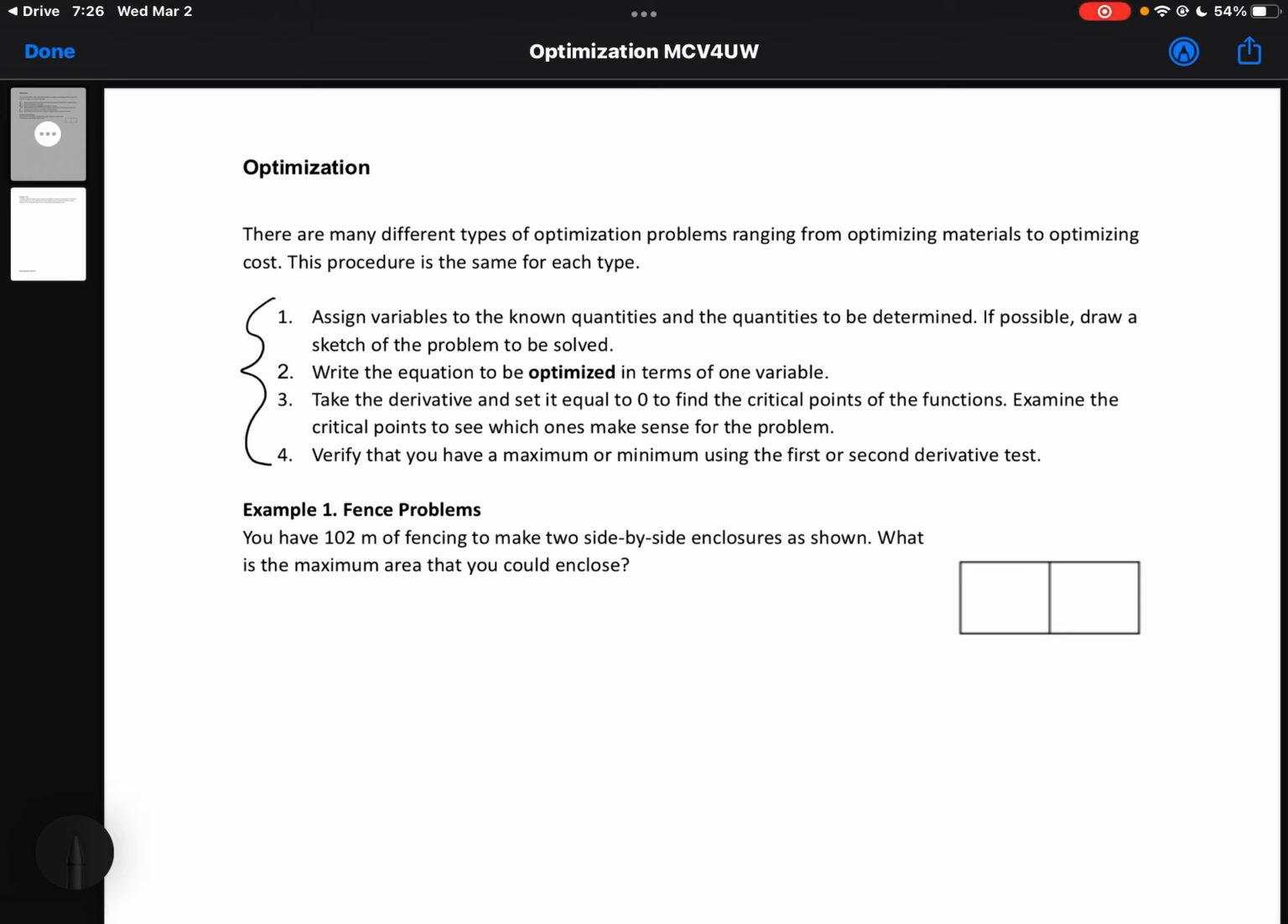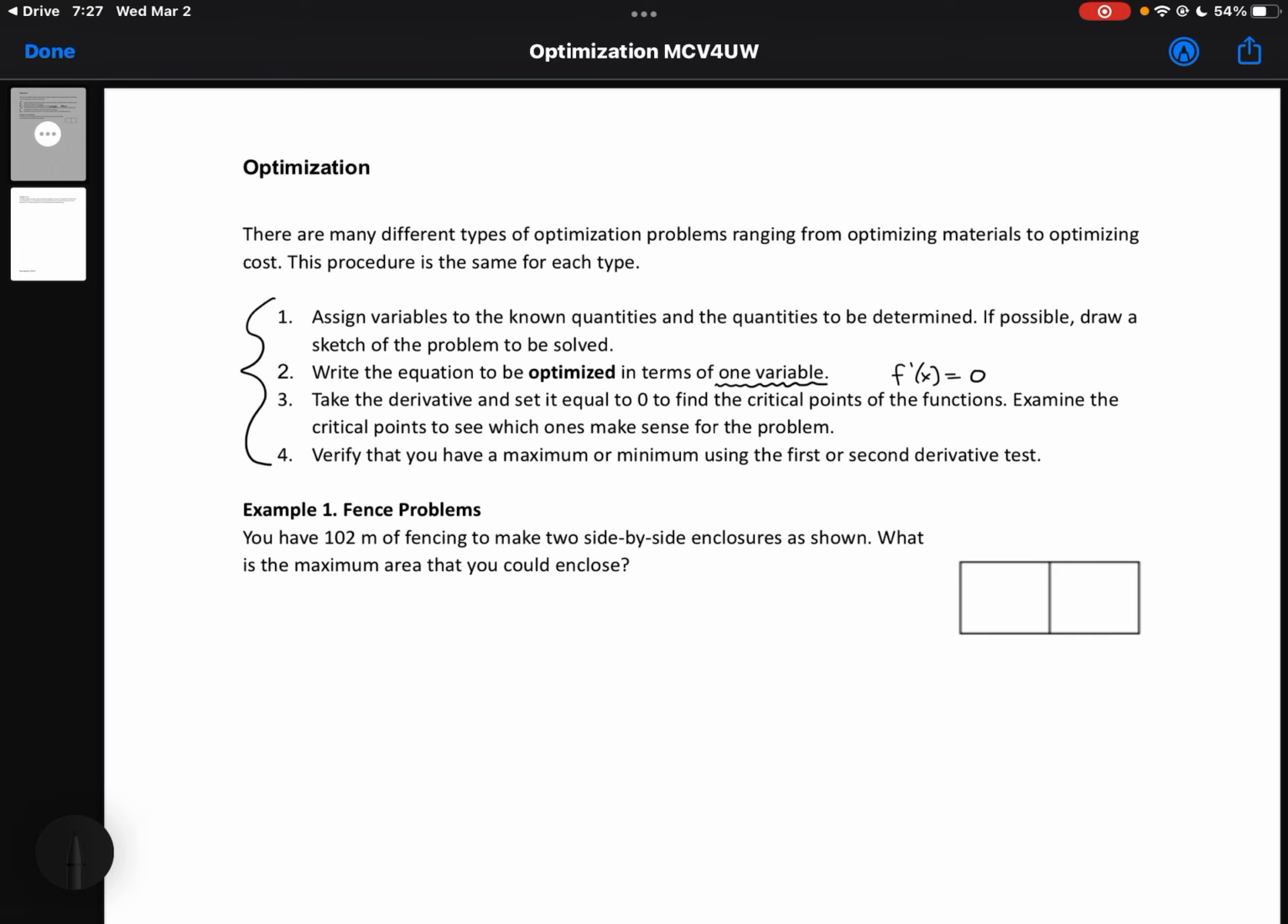So assign variables to the known quantities and the quantities to be determined. If possible, you want to draw a sketch. You're going to write the equation to be optimized in terms of one variable. So usually you have some sort of constraint. Then you're going to take the derivative and set it equal to 0 to find the critical points of the function. Right? So this is f prime of x equal to 0.